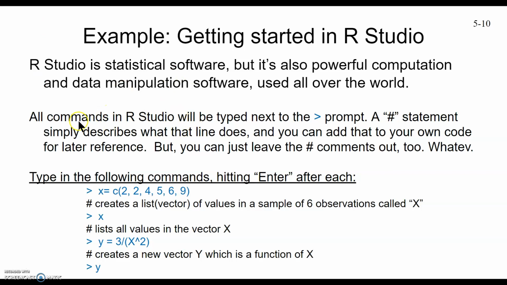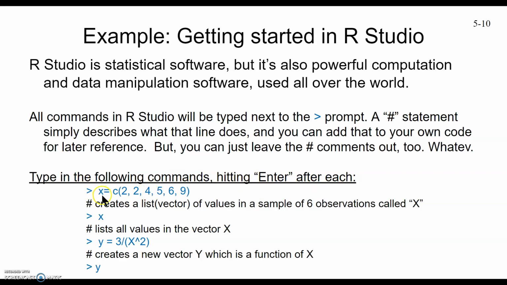You'll see that in RStudio, all the commands you're going to write will be typed next to this little blue greater-than prompt. A little hashtag statement simply describes what that line does, and you can add that to your own code for reference. You can also leave out the hashtag comments if you want. So what you're going to do is just type this into RStudio in that main command pane, and then hit enter after each one. So you're going to see a blue thing.